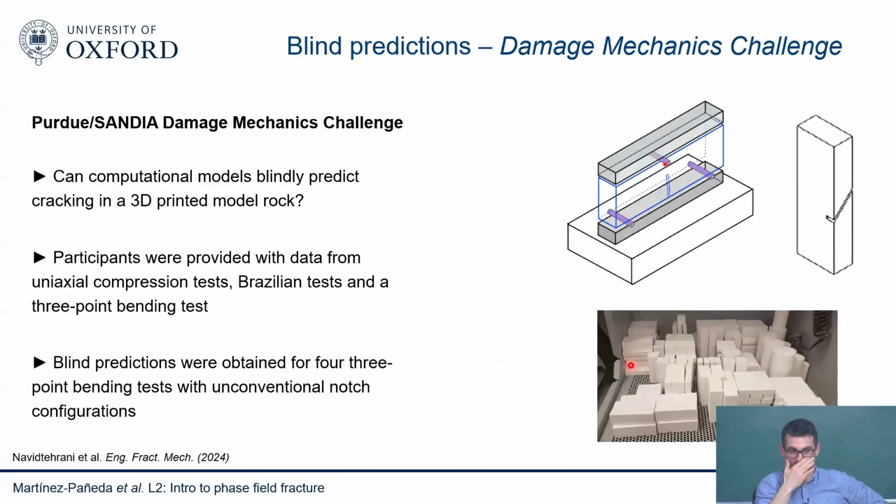Okay, so this is the example that we're going to show. This comes at the perfect time. There was a workshop last year, done by Purdue and Sandia National Labs. They wanted to test a new 3D printed rock, I think similar to ignium. They didn't tell the workshop participants what this rock was. They said, we're going to 3D print a rock, and we want to test computational damage mechanics or fracture mechanics approaches. So we're going to give you some data.